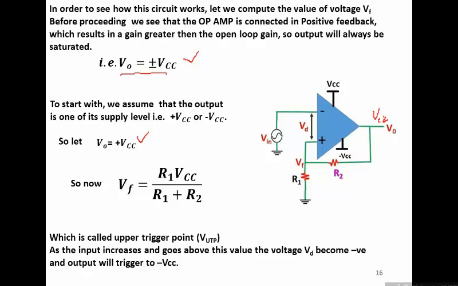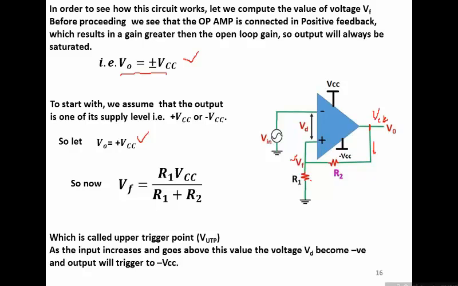The potential at this point will be VF. How can I compute it? If I look at these two resistors, when plus VCC is applied here, the current that flows through this resistance would flow in R1 as well, because there would not be any current into the input terminal of the op-amp because of the high input impedance. So this current would be equal to this.